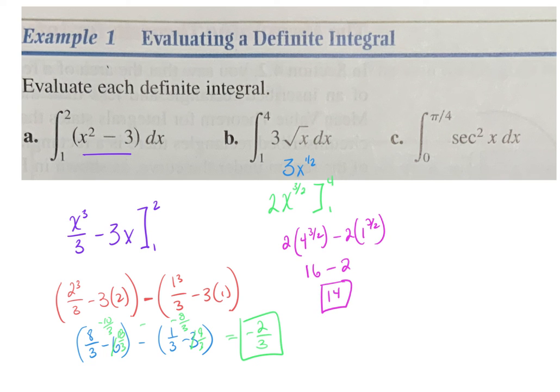Now you do have to know your trig functions. The antiderivative of secant squared is tangent. All right, so we have tangent of x from 0 to pi over 4. They were very nice to us. The tangent of pi over 4 is a very easy one, right? That is just 1 minus the tangent of 0, which is also nice and easy. This whole thing is just 1 minus 0.